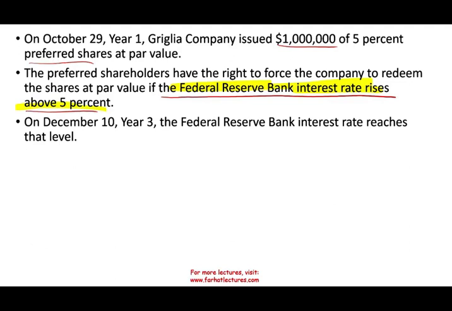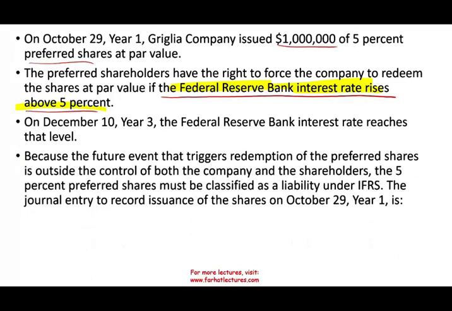On December 10th, year three, the Federal Reserve interest rate reaches that level. Because a future event that triggered a redemption of the preferred stock is outside the control of both the company and the shareholder, the 5% preferred shares must be classified as a liability. Therefore, they will debit cash, $1 million, and they will credit redeemable preferred share liability, $1 million.